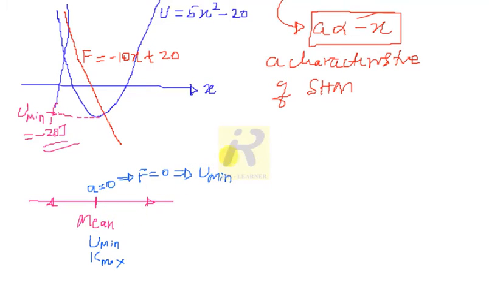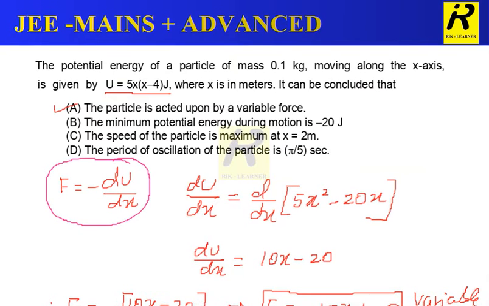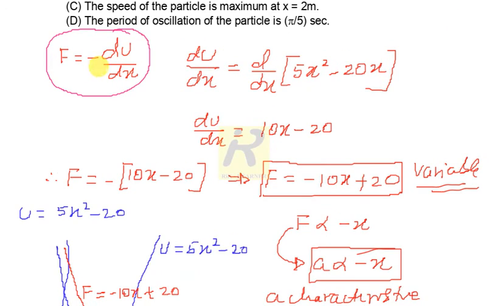So by this notation, when F equals 0, what is the relation we are having for dU by dx along with this one? So F itself is this thing. If F equals 0, then minus dU by dx will be 0. That means U is a constant at that particular position.